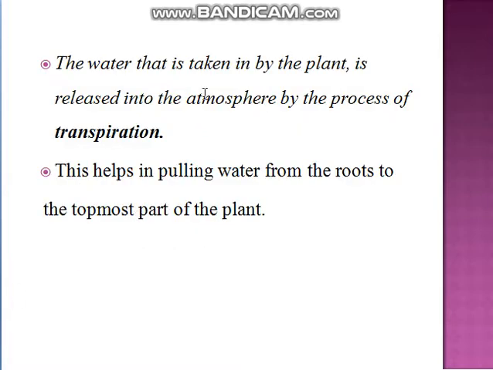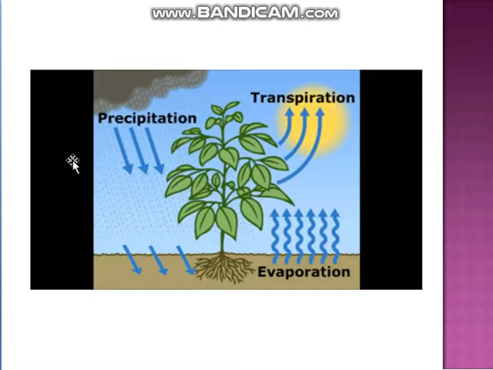The water that is taken in by the plants is released into the atmosphere by the process of transpiration. This helps in pulling water from the roots to the topmost part of the plant. Here the picture is showing transpiration.